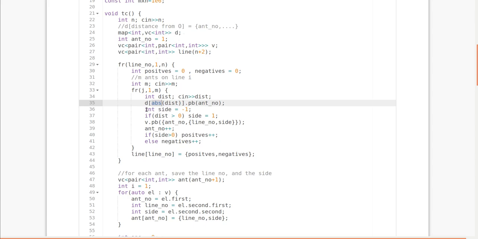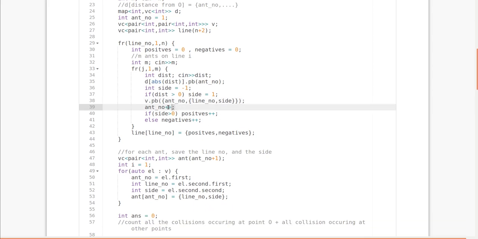Okay, so initially I'm considering the aunt is on the negative side, and if its distance is positive, then it is now assigned the positive side, which is 1. So the negative side is represented by -1 and the positive side is represented by 1. So in this vector I'm pushing the aunt number and the information regarding this aunt, which is on which line it is and on which side it is.